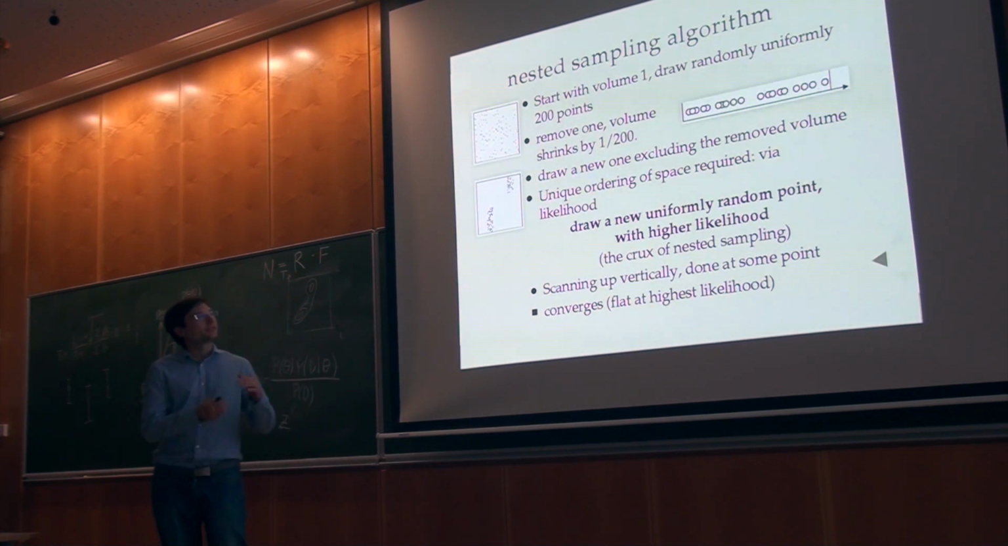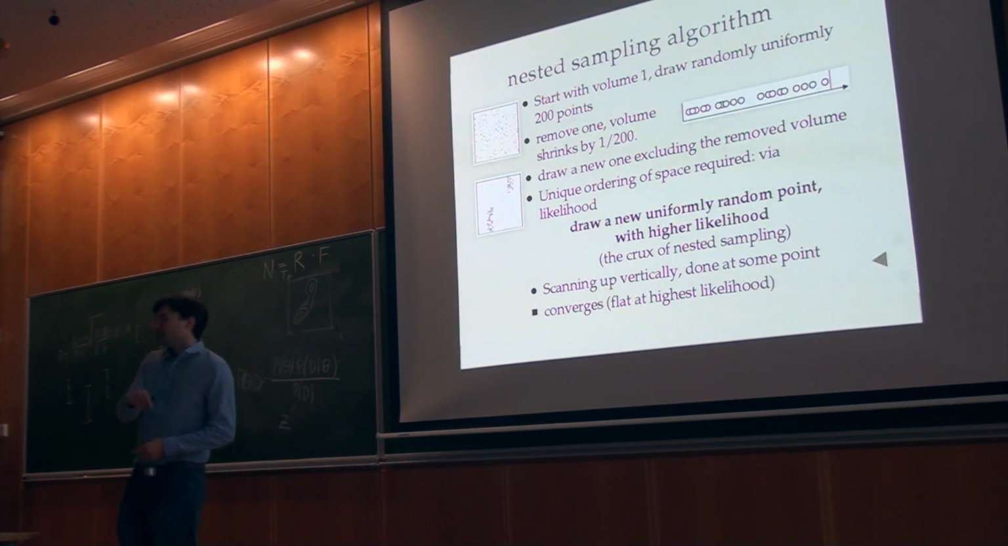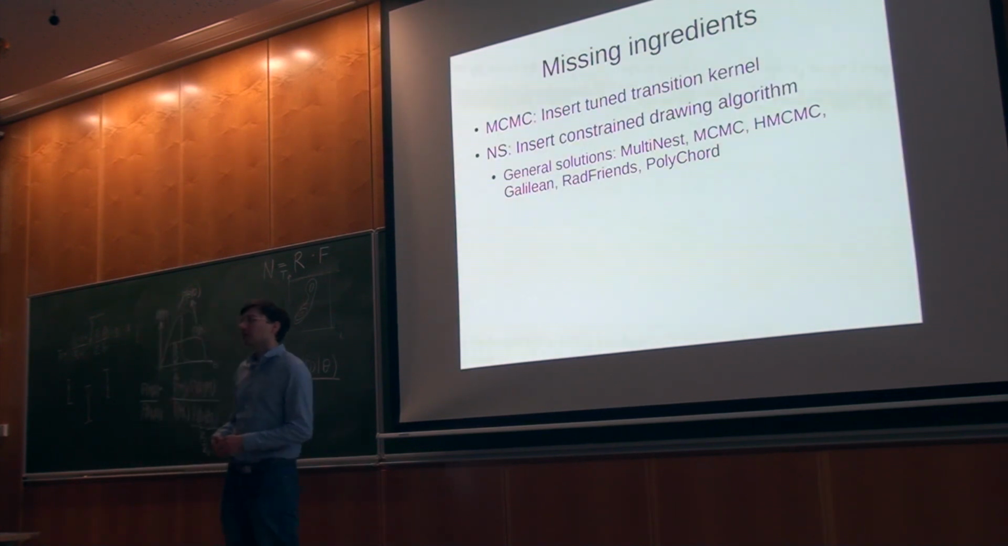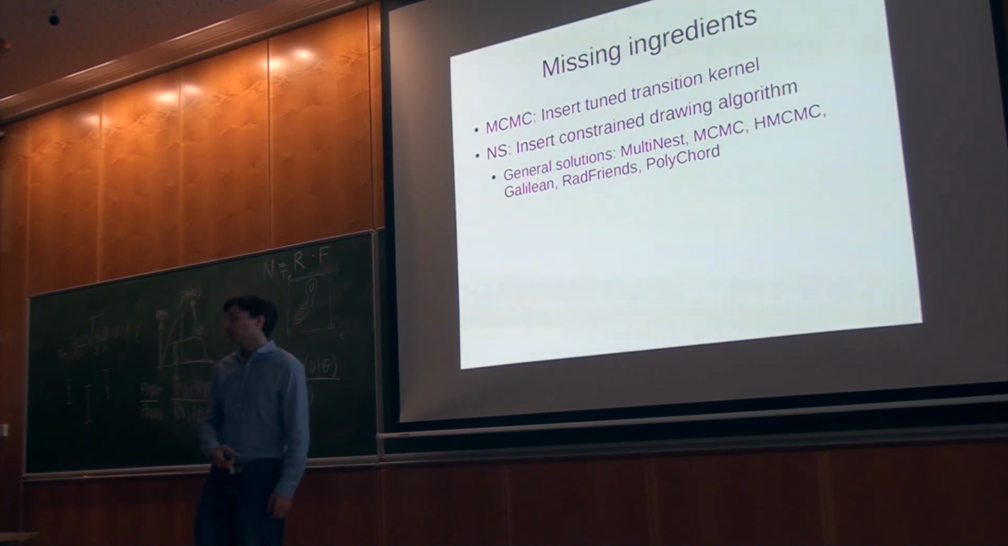The drawback is that you have to find a way to sample new points that give you a better fit than the one you just threw out. And putting that part in is the difficult part. But some solutions have been developed for that. So for MCMC, you have to put in this jumping point. For nested sampling, there are some general solutions. One is to do MCMC inside, but the one I will talk about is to use multi-nested inside.